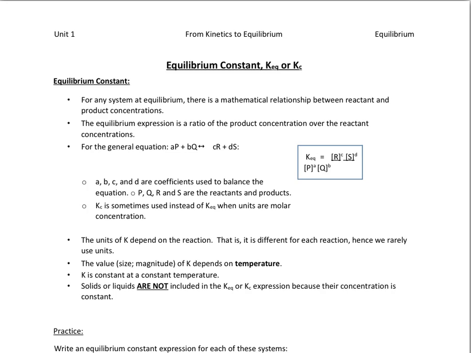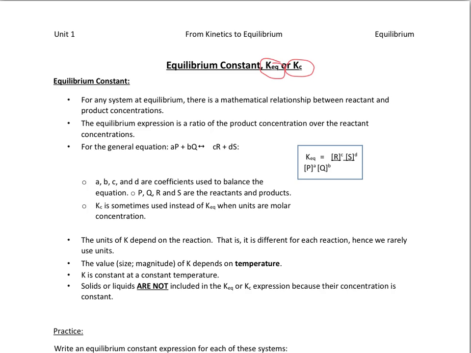In this lesson, we will be looking at equilibrium constant. Equilibrium constant is represented by a capital K. In this unit, equilibrium constant can be represented as either KEQ, meaning equilibrium constant, or Kc, meaning concentration constant. These two can be used interchangeably.